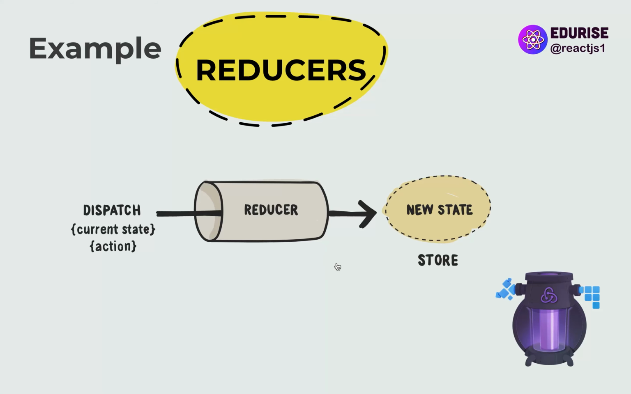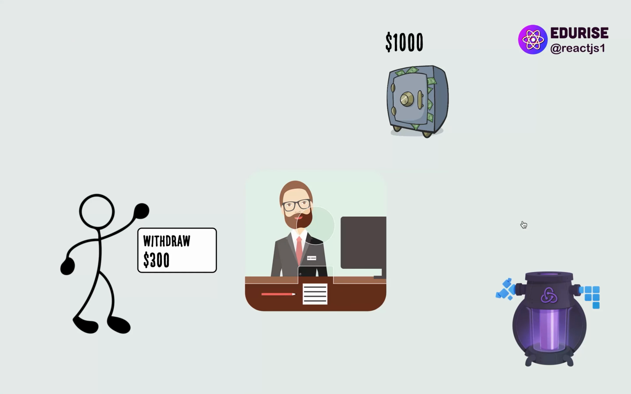So Nandish, are you there? Yes, I'm there. Okay, perfect. Based on this explanation, can you tell what the store, reducer, and action were in our previous banking example? Yeah, sure. In this example, which is a store, which is a reducer, and which is an action? Yeah, sure. I will explain what I understand now.